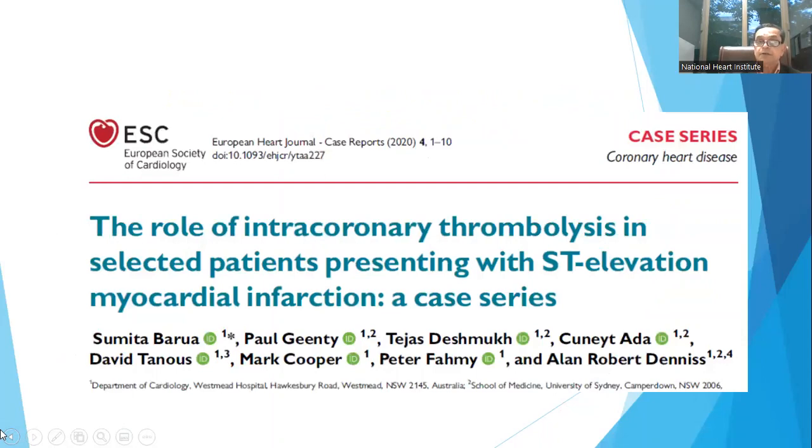Besides that, thrombolytic therapy is still a very preferred option. This is data coming from Australia.